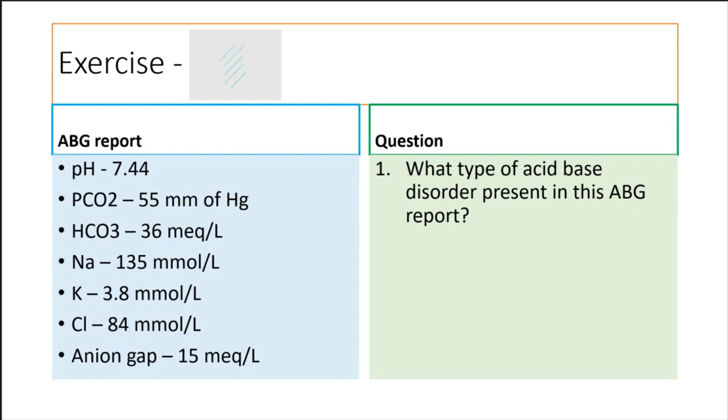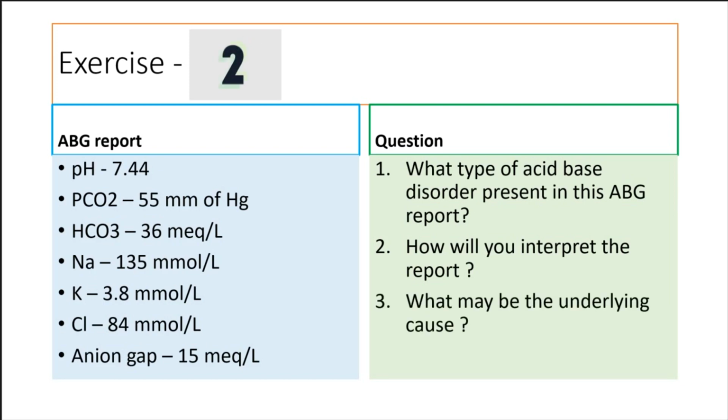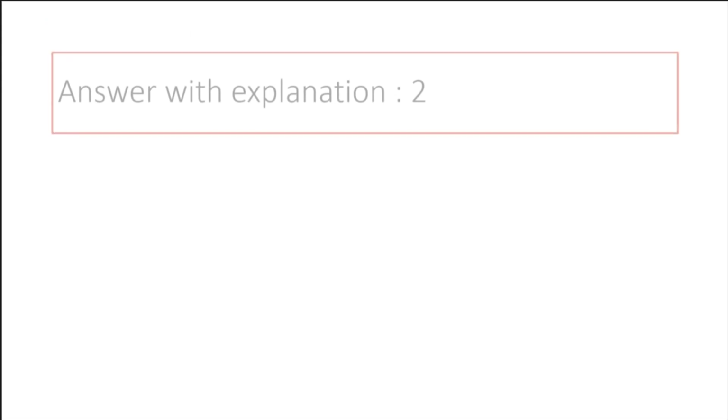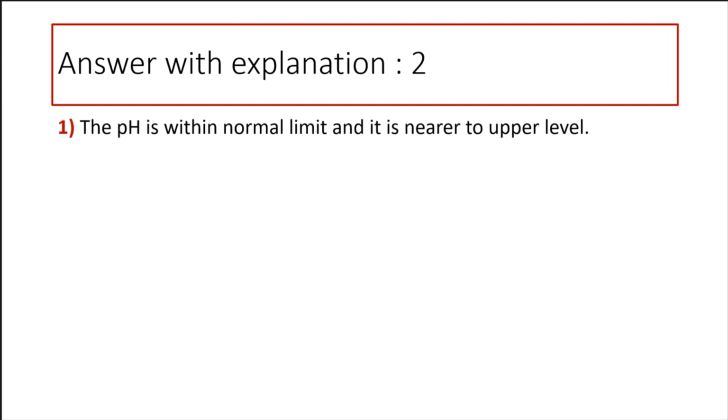Question. 1. What type of acid-base disorder is present in this ABG report? 2. How will you interpret the report? 3. What may be the underlying cause? How fast can you solve it? Answer with explanation. 2. 1.